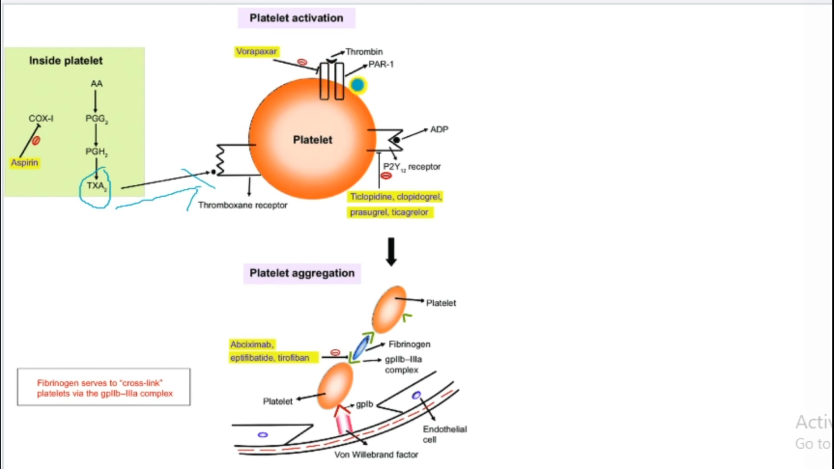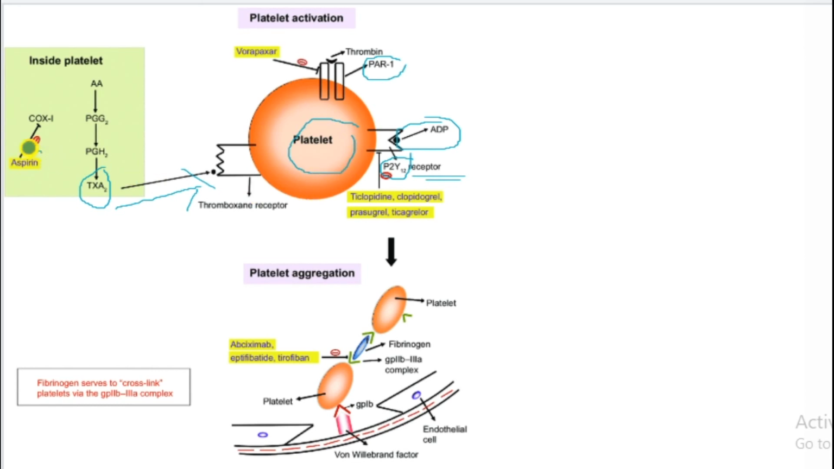And we have the receptor PAR1, that is the protease activated receptor, so it is activated by thrombin. And we have the purinergic receptor, and it binds with ADP. So through these reactions the platelet can be activated.